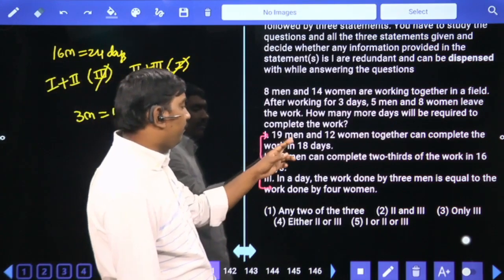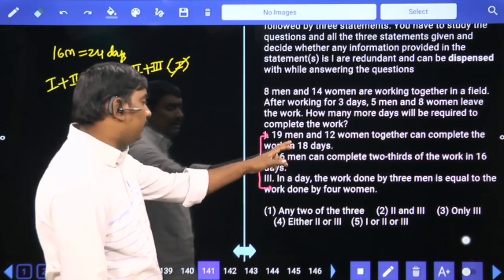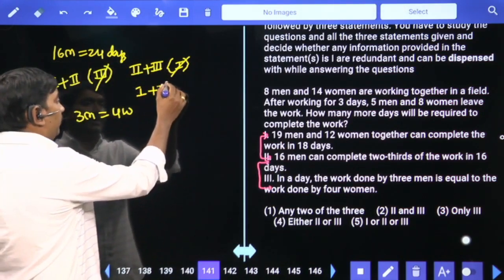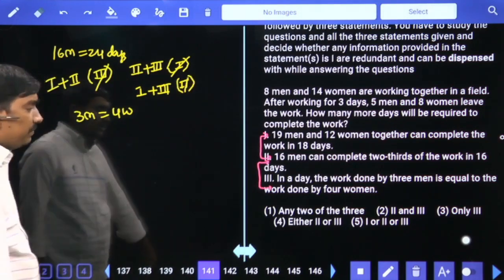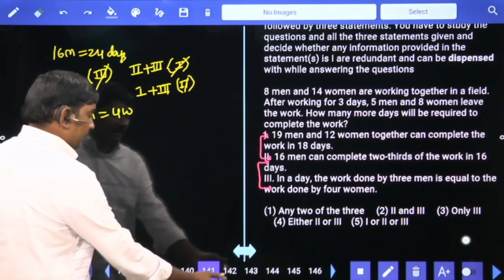And by combining 1 and 3, yes, by combining 1 and 3 also you will get the answer. At that time 2 is not required. So the statements which can be redundant are either 1 or 2 or 3. The fifth option is your answer.